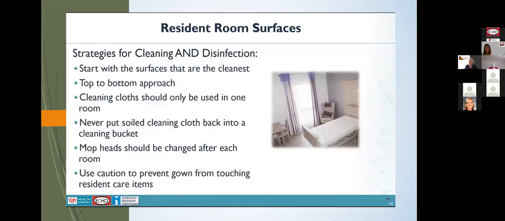Here are some strategies for cleaning and disinfection. We want to be prepared with the proper cleaning equipment and supplies, and you will need multiple cleaning cloths for each room. So we want to start with the surfaces that are the cleanest first. Then we go with a top to bottom approach. Next, cleaning cloths should only be used in one room. We should never put soiled cleaning cloths back into a cleaning bucket, and mop heads should be changed after each room. We also want to make sure we're using caution to prevent the gown from touching resident care items.